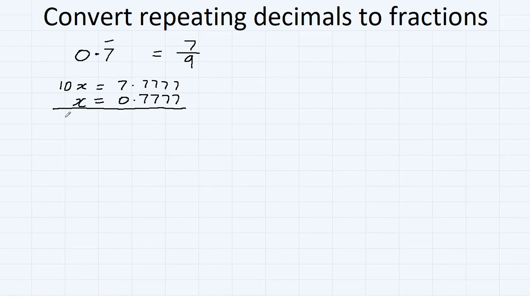If we take one from the other, we end up with 9x equals 7. Therefore, dividing both sides by 9, we get x equals 7 over 9. And that is exactly the same as we had up here. So there is more than one way of solving these.